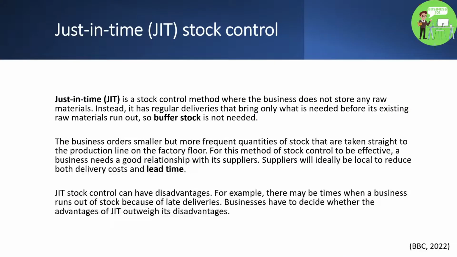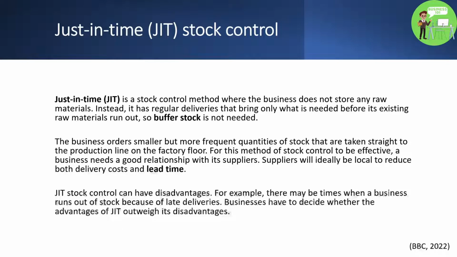So let's quickly talk about just-in-time stock control. Now, we did mention this in last week's lesson, but we're going to quickly go back over it again now. Okay, so JIT is a stock control method where the business does not store any raw materials. Instead, it has regular deliveries that bring only what is needed before its existing raw materials run out. So buffer stock is not required for JIT stock control.